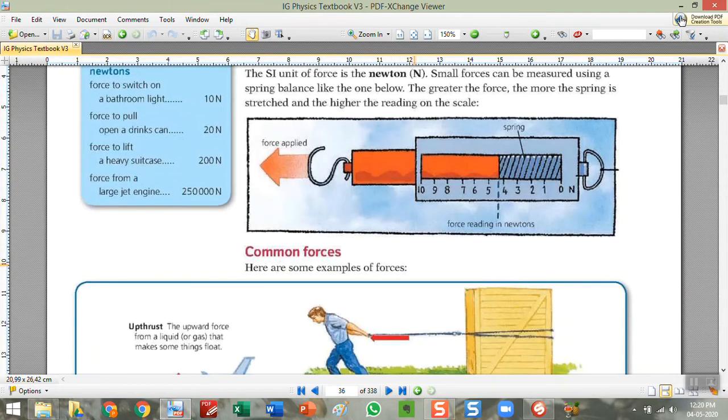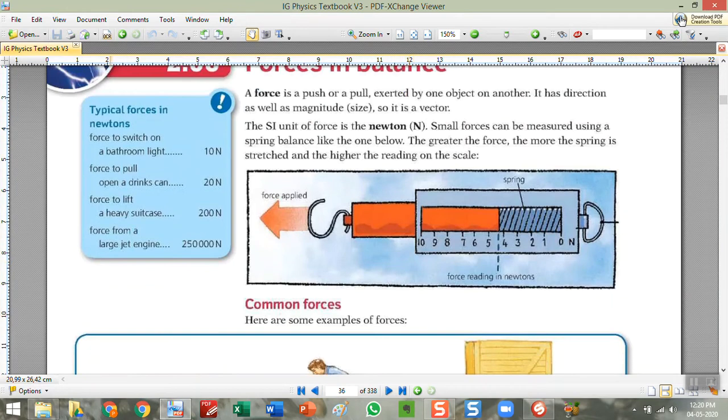Okay, so firstly, there's a few typical forces in newtons. The force used to switch on a bathroom light is about 10 newtons. To pull open a can of cool drink, 20 newtons. To lift a suitcase, 200 newtons. And the force of a large jet engine, 250,000 newtons.